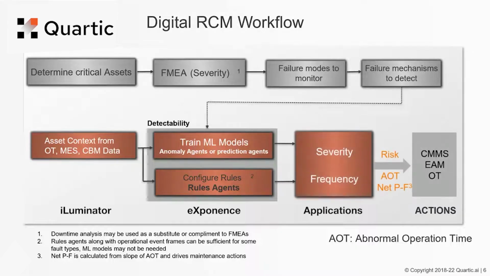So from this, we get our asset risk scores, as well as abnormal operation time, which is AOT. This then gives us actionable information about not only what assets need attention, but what type of failures they experience, so we can notify someone, take action, create work orders in a CMMS system, whatever we need to do. So this is the RCM workflow.